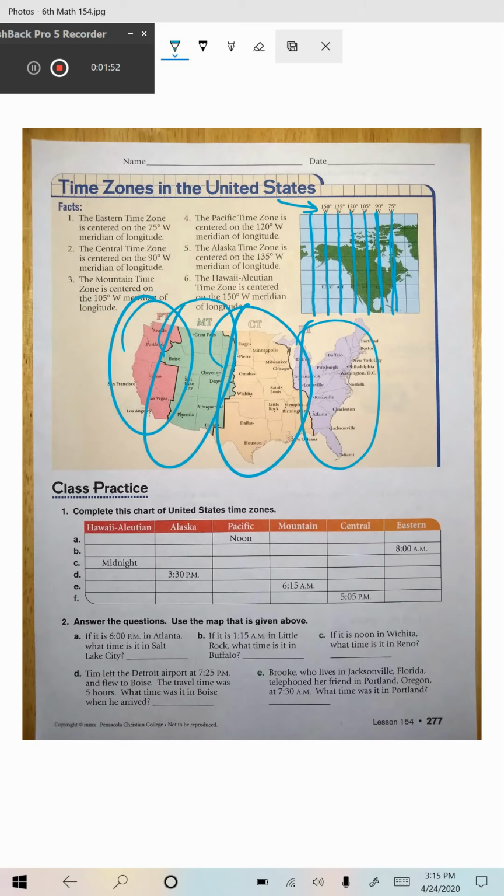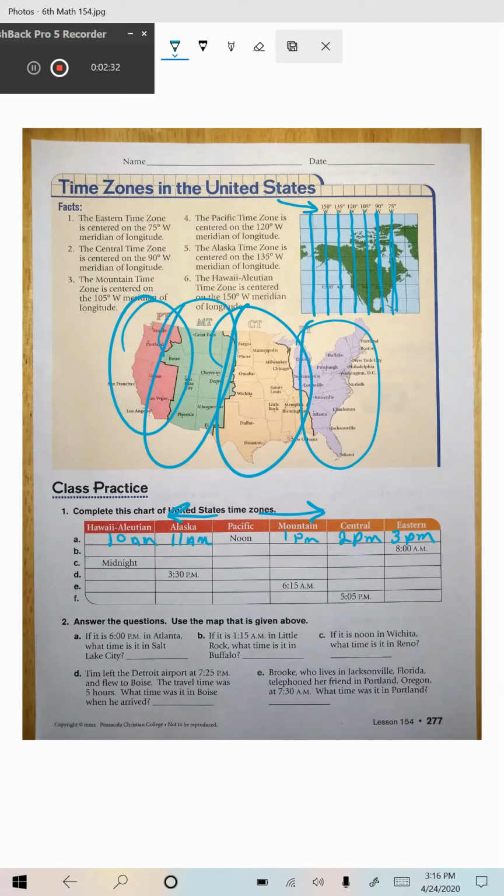All right, we completed this chart yesterday, so we'll just do a couple of these today. If it's noon at the Pacific, remember this way we get earlier, and this way we get later. So Pacific time, which is in California, if it's noon, then it's 11 a.m. in Alaska and 10 a.m. in Hawaii. Then it would be 1 p.m. Mountain Time, 2 p.m. in Chicago, and 3 p.m. where we live.